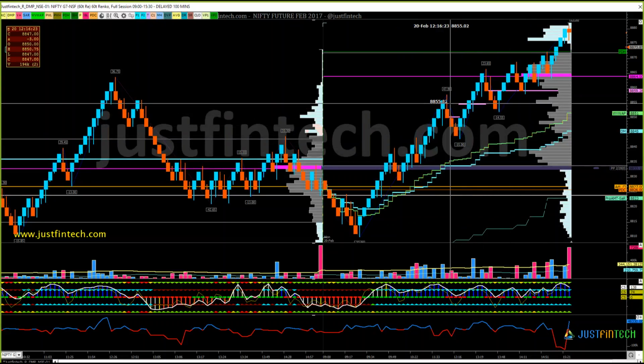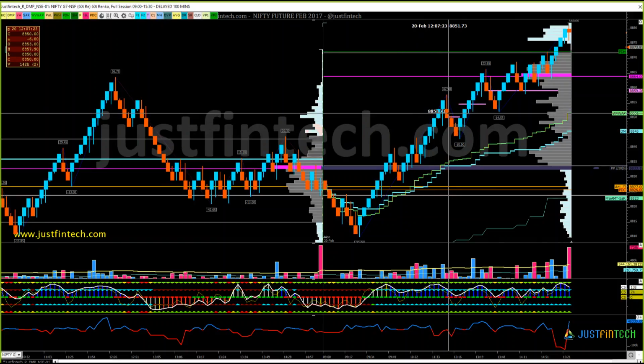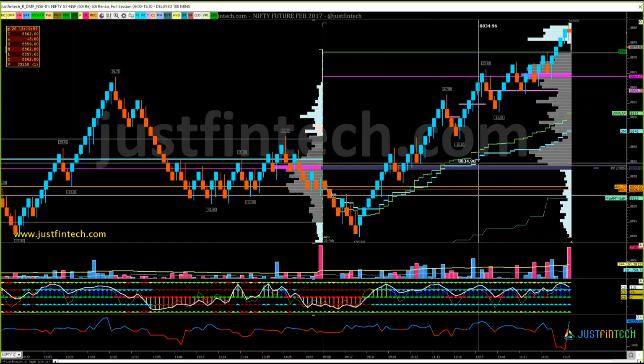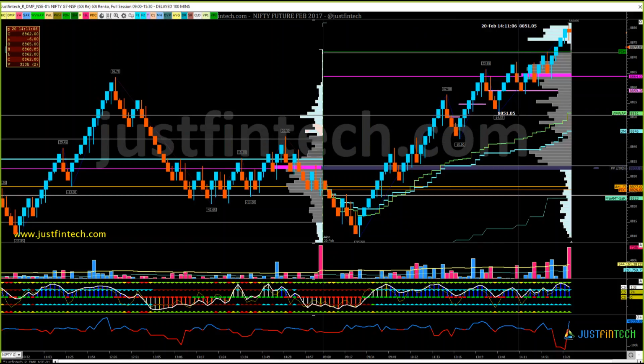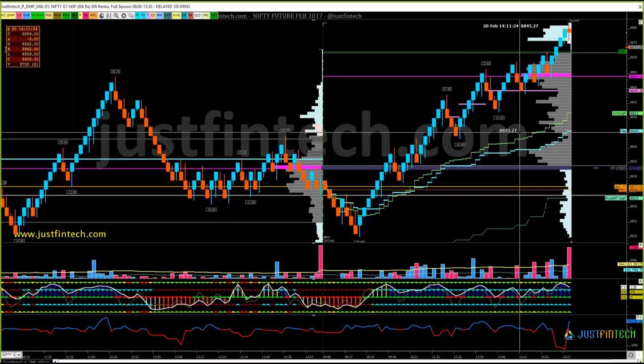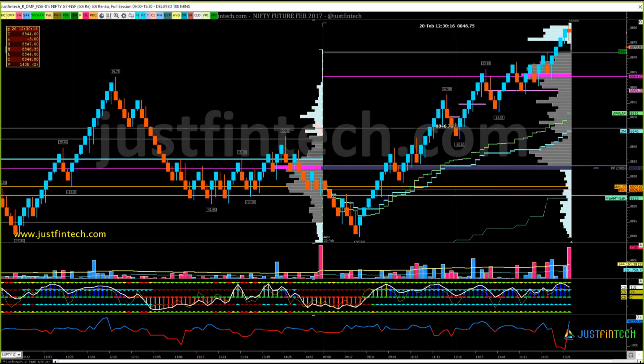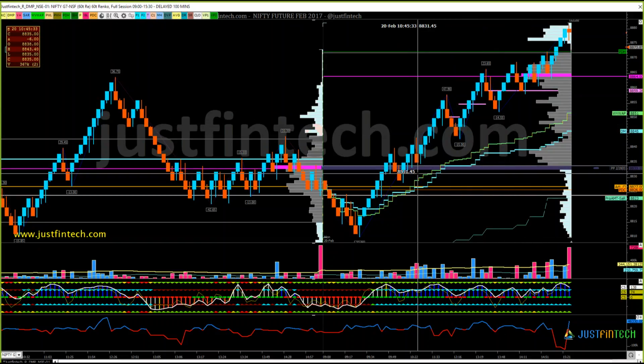So any failure below this 8850 and then pushing through this and filling up this LVN or creating volume and pushing down would put us in a worry to buy this momentum, and otherwise the momentum can carry on today as well.